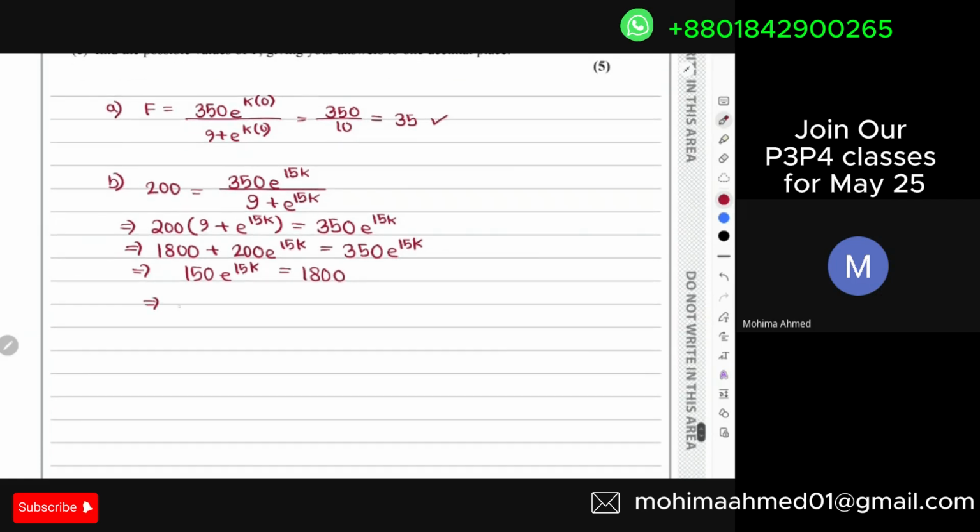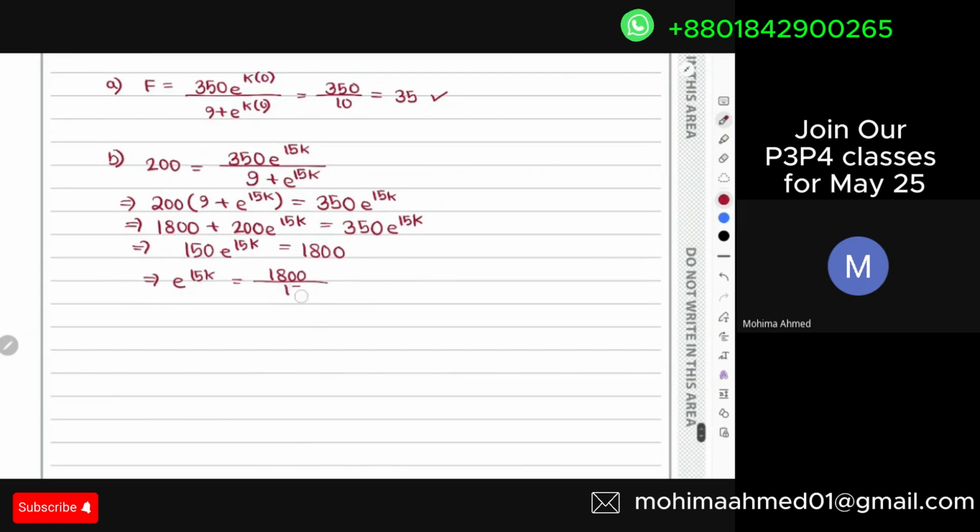From there you can write e power 15k is going to be 1800 over 150. If you simplify that, that will give you the value 12. 1800 by 150 is actually 12. And we can now write this as k equals 1 by 15 ln 12, right? Because when you take this exponential to the right-hand side, that becomes ln 12 and divide by 15, so 1 by 15 ln 12. And this is your actual value for k.